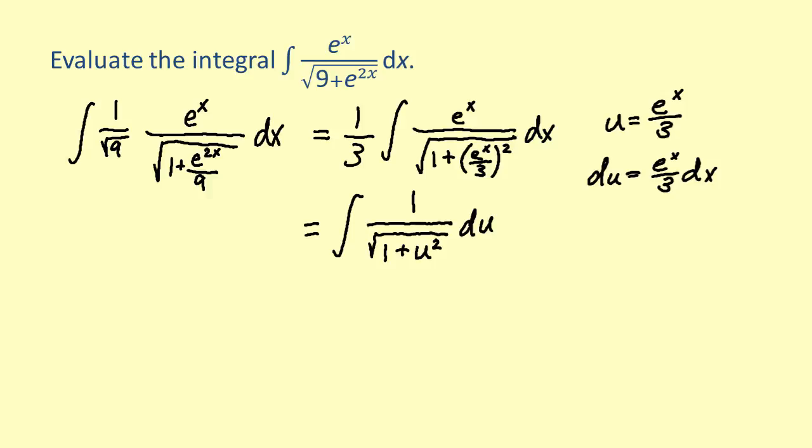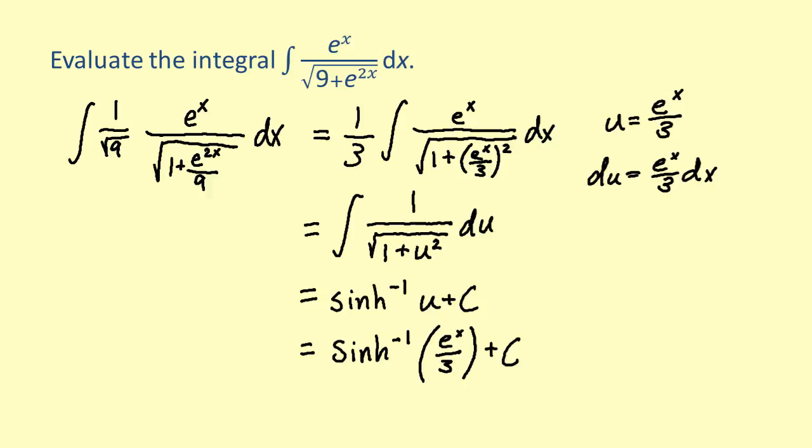Notice that our integral is now in the form of a known integral. We can integrate to get the inverse hyperbolic sine of u plus c. Finally, we substitute our expression for u back into the expression. Therefore, the given integral is equal to the inverse hyperbolic sine of the quantity e to the x over 3 plus c.